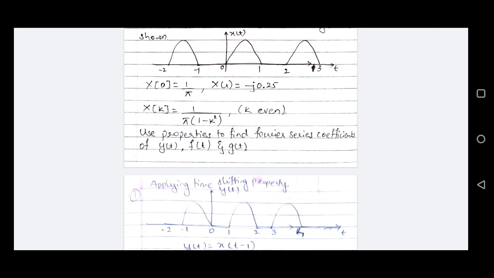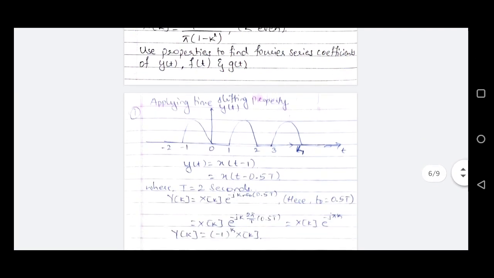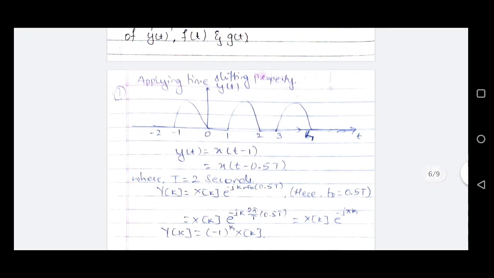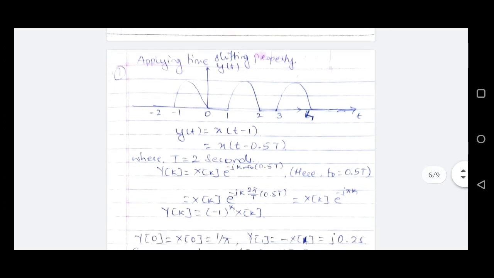So by applying the time shifting property, y of t in terms of x of t can be represented as x of t minus 1. So y of t is shifted by 1 unit towards the right side. Now this 1 in terms of fundamental period can be represented as 0.5 times capital T. Fundamental period capital T is 2 seconds here. For 2 seconds the function is repeating itself. So to get 1, 0.5 times 2 will be 1 itself.